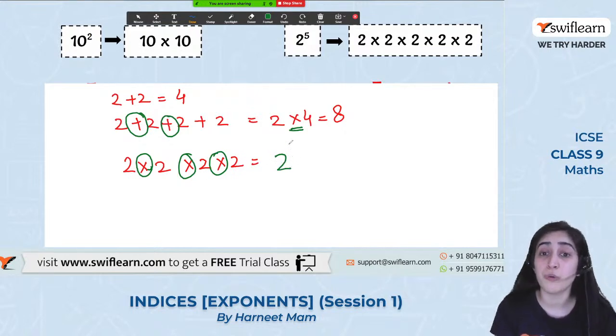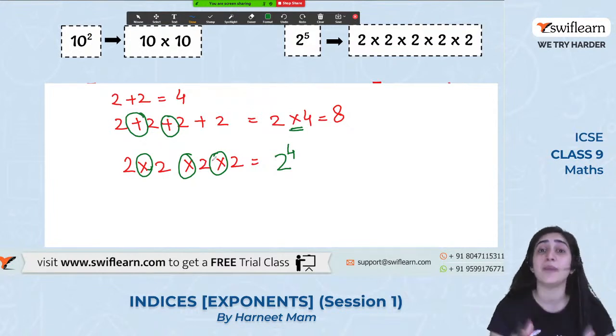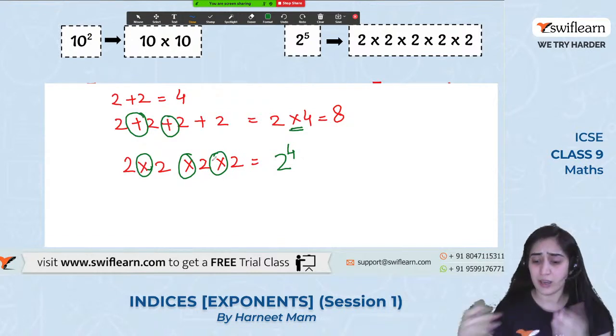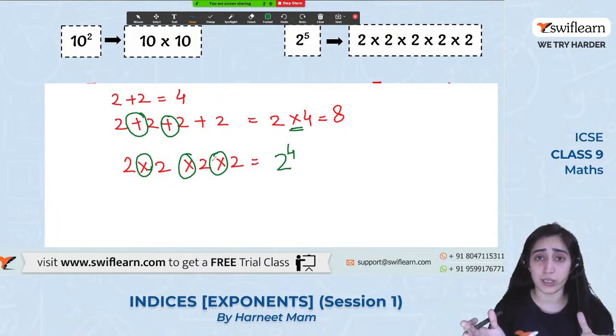exponents. We can write 2 raised to the power of 4. 2 raised to the power of 4, that means 2 into 2 into 2 into 2. So this is what the logic behind ये maths की inventions हुई थी. This is what we did. हमने कहा कि एक ही नंबर को ऐड करी जा रहे हैं, हम एक ही चीज को कर रहे हैं, let it make it simplified. We added multiplication and we got a new concept.